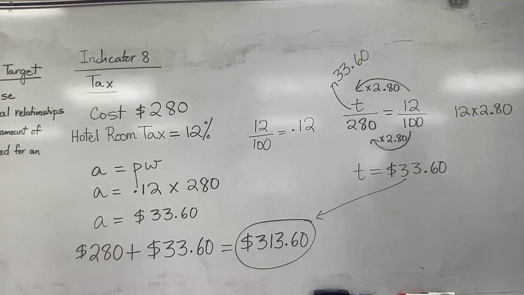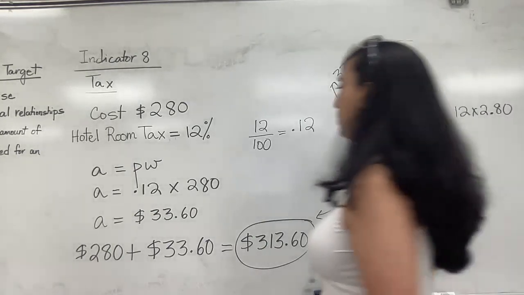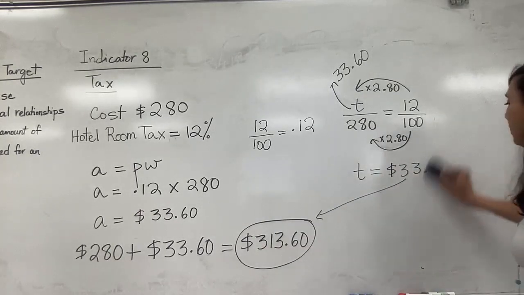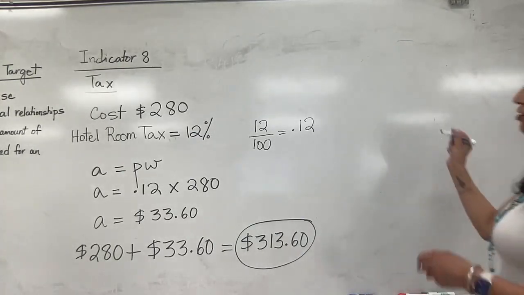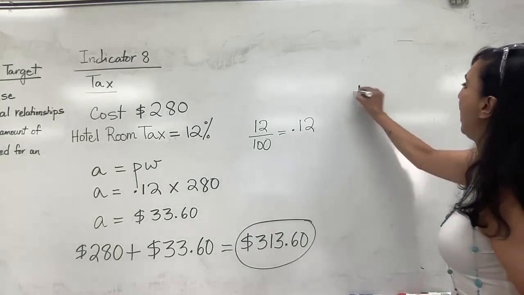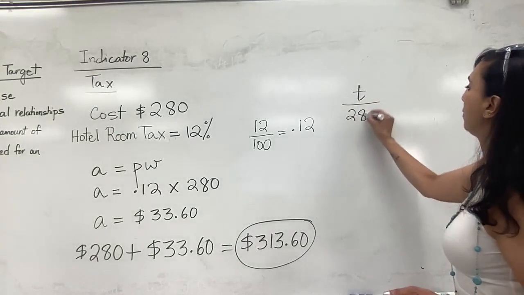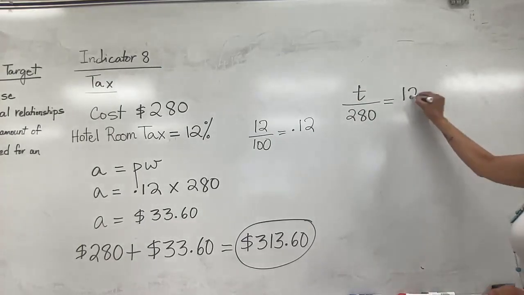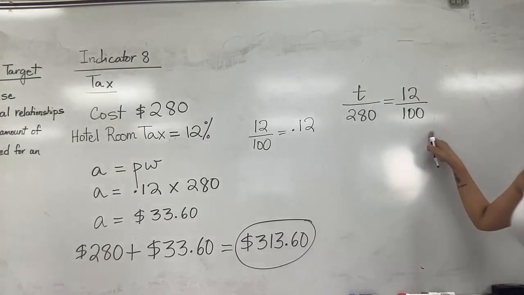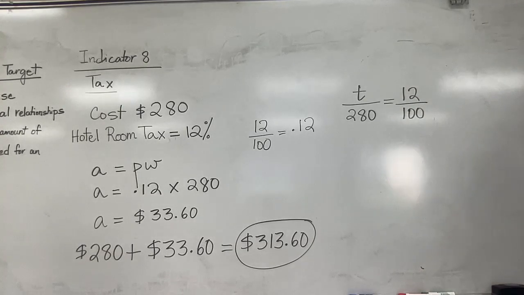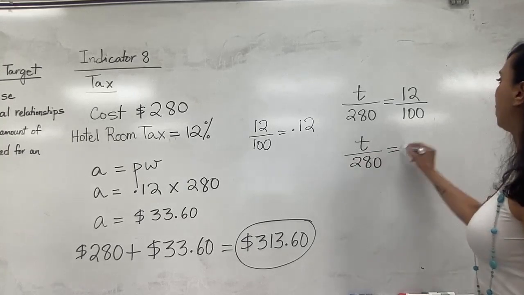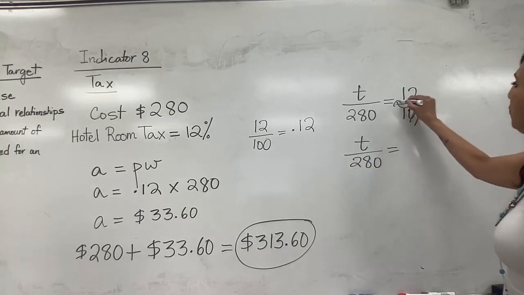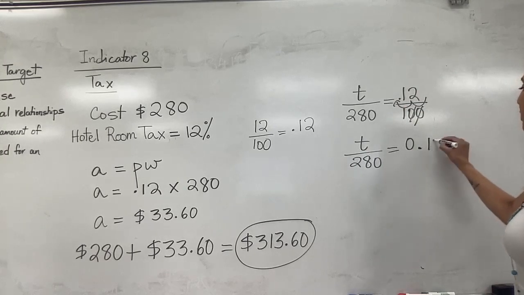Using the properties of operation, let me show you that again. If I'm using the properties of operation method, which I showed you earlier, let me go ahead and write it out again. I have tax over cost of the hotel is equal to 12 over 100. So I am just going to convert the percent to a decimal. T over 280 is equal to, look, 1, 2, it moves two places to the left, so this becomes 0.12.